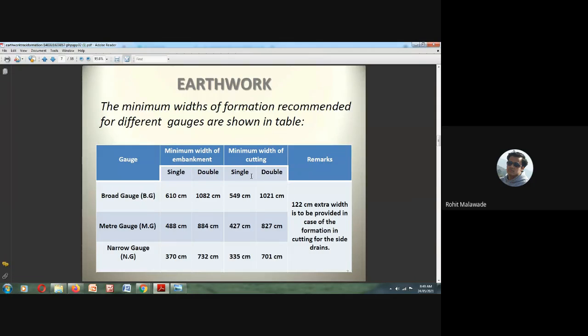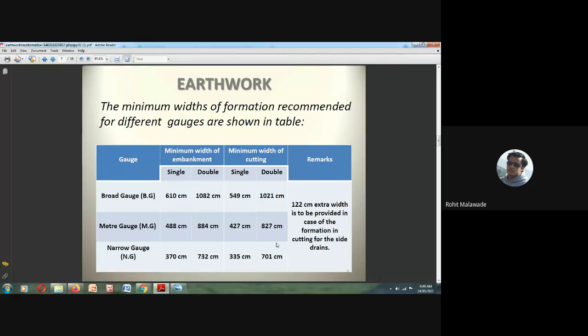Then the minimum width of the cutting. For the broad gauge, single track is 549 centimeter, double track 1021 centimeter. Then meter gauge 427 centimeter for a single track, and for a double track 827 centimeter. For narrow gauge 335 centimeter, and for a double track it is 701 centimeter.